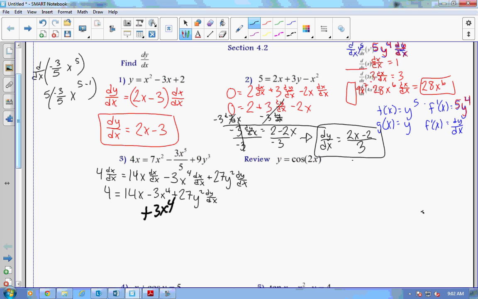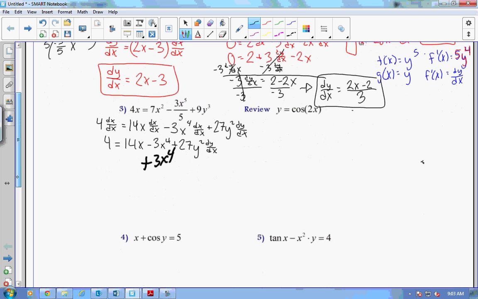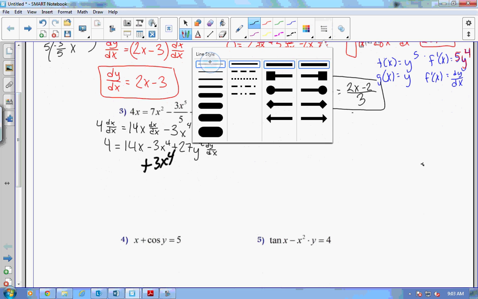Yeah, here, we'll go up to the line tool. See if you can bring it down. The line tool and make it skinny.